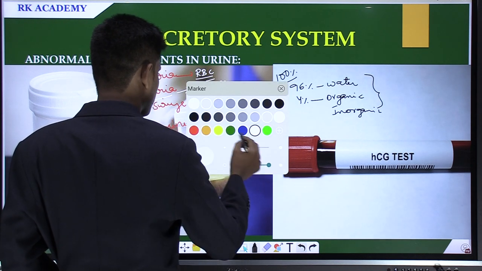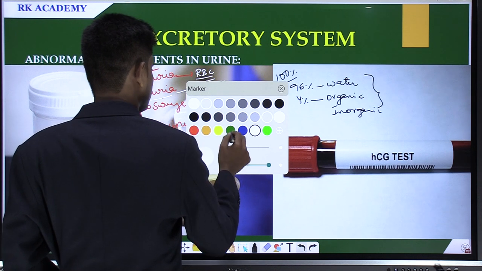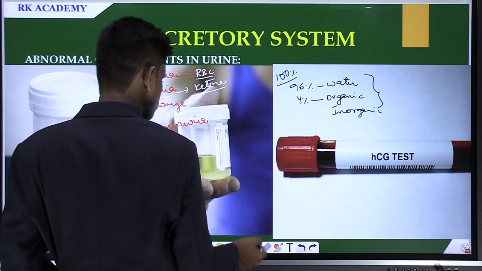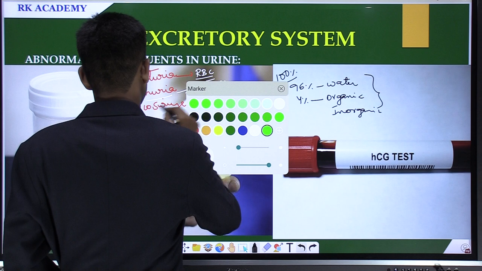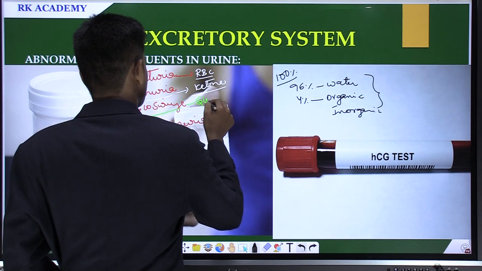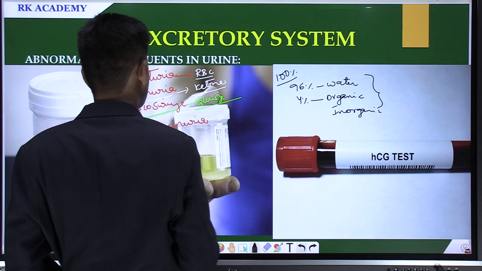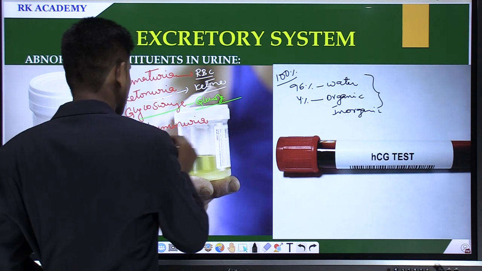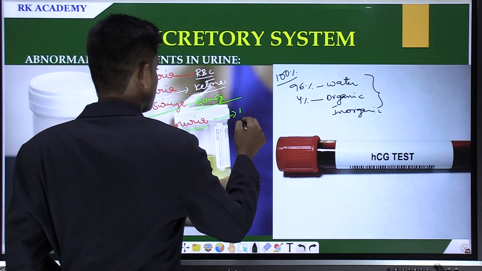In glycosuria, you can observe glucose traces in the urine. In albuminuria, the urine is passed along with proteins.